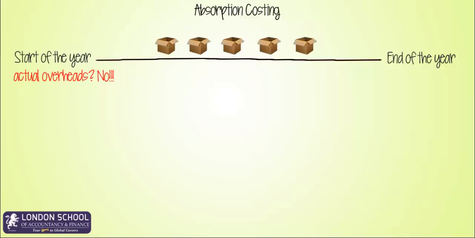Because the actual overheads we will get at the end of the year. Let's assume that our actual overheads at the end of the year are $100, but we don't know that yet because we are still at the start of the year. So what are we going to do? We are going to budget our fixed overhead expenditure.